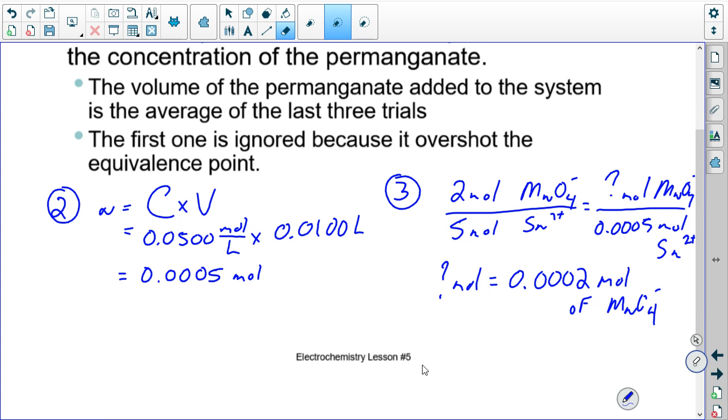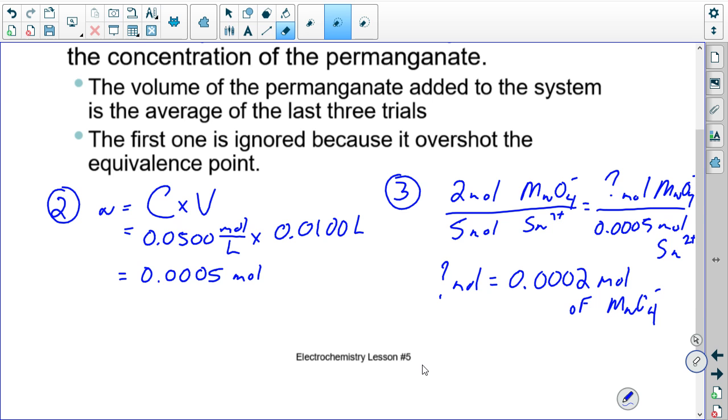Now what do we have? We have concentration, we have number of moles of the permanganate. And what was the average volume of the permanganate that we added? What was it? 16.8 milliliters.